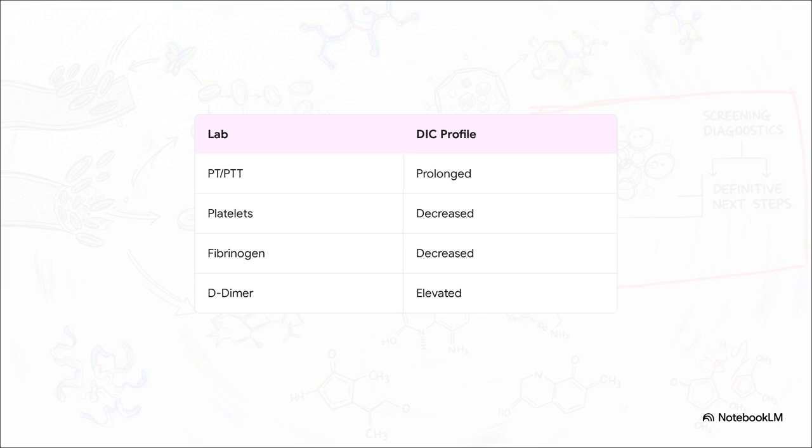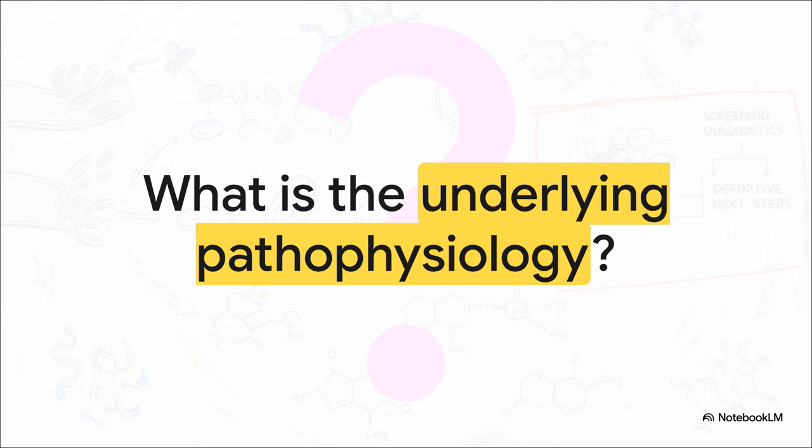fibrin breakdown. All right, this next vignette tests a foundational diagnostic pivot. A patient presents with a prolonged PTT, but when you perform a one-to-one mixing study with normal plasma, the PTT fails to correct. So what exactly is the underlying pathophysiology at play here?